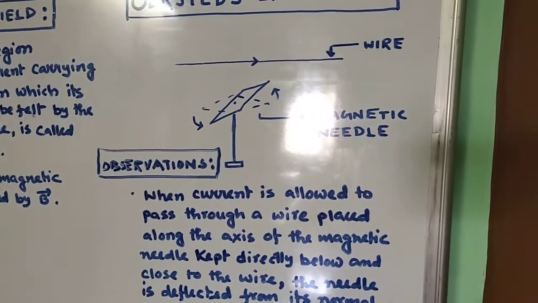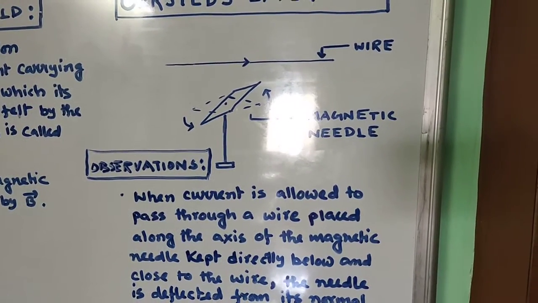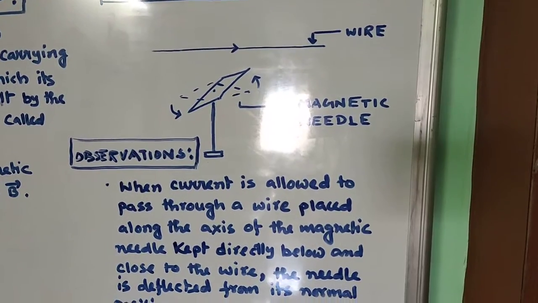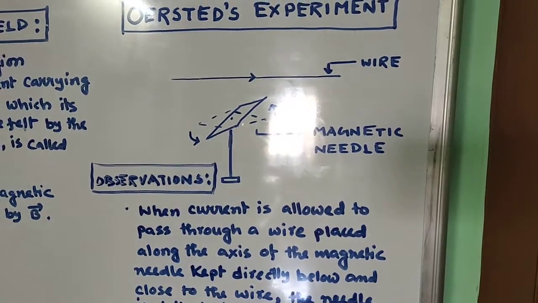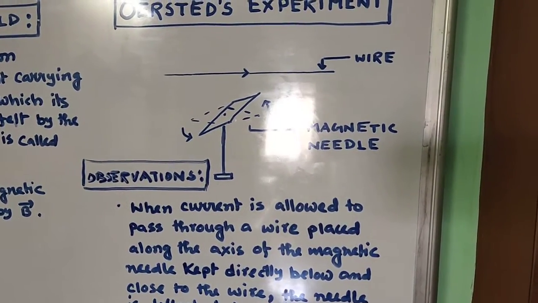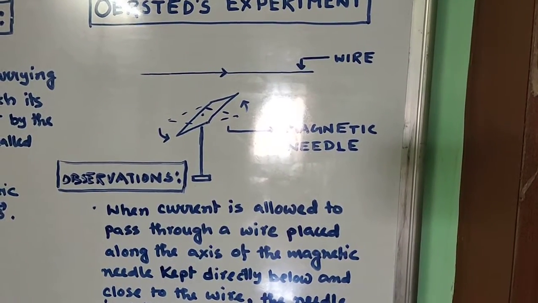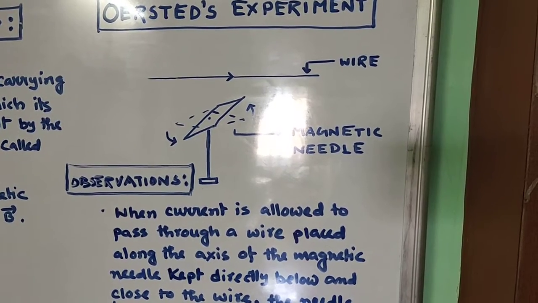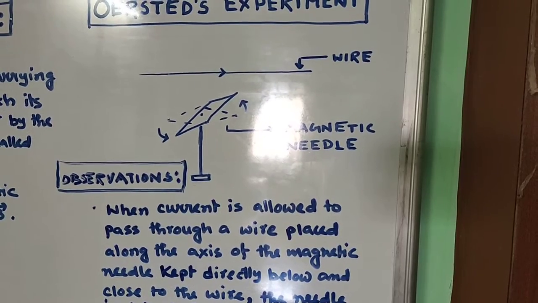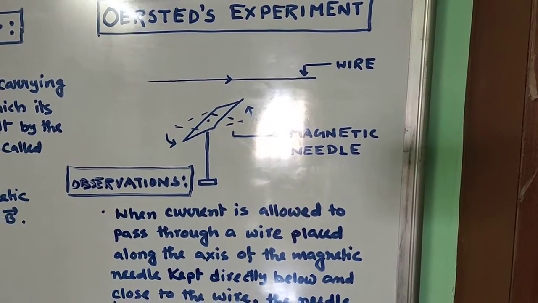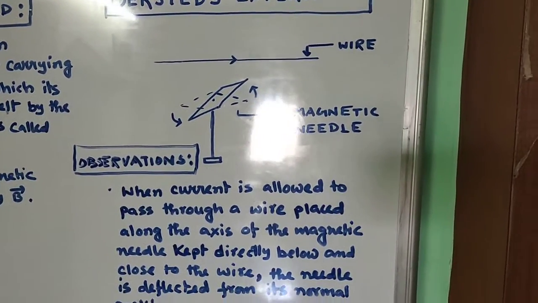What we have written: when current is allowed to pass through a wire placed along the axis of the magnetic needle, kept directly below and close to the wire, the needle is deflected from its normal position. The needle is very close to the wire and below the wire, and the dotted margin shows the position of the magnetic needle when there is no current. Definitely this indicates that some magnetic field is produced, otherwise the needle will not get deflected. So this is your number one observation.